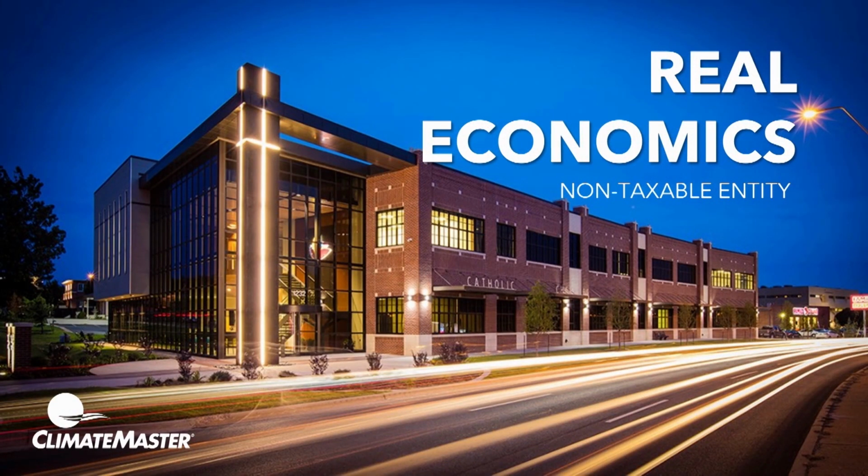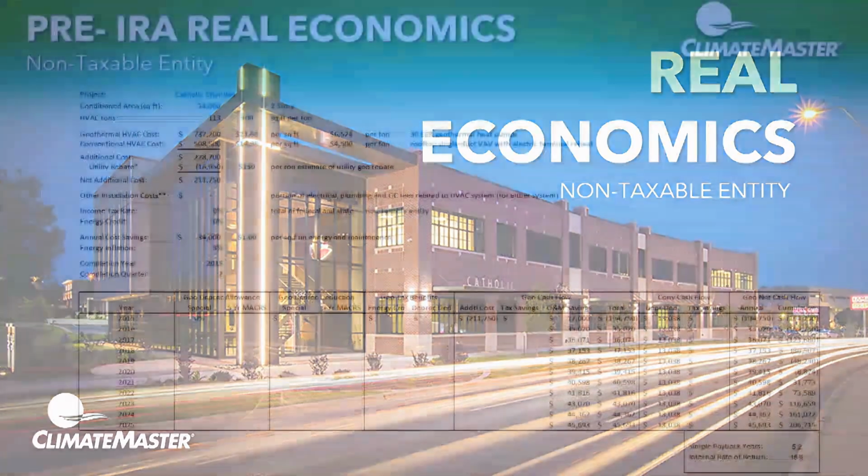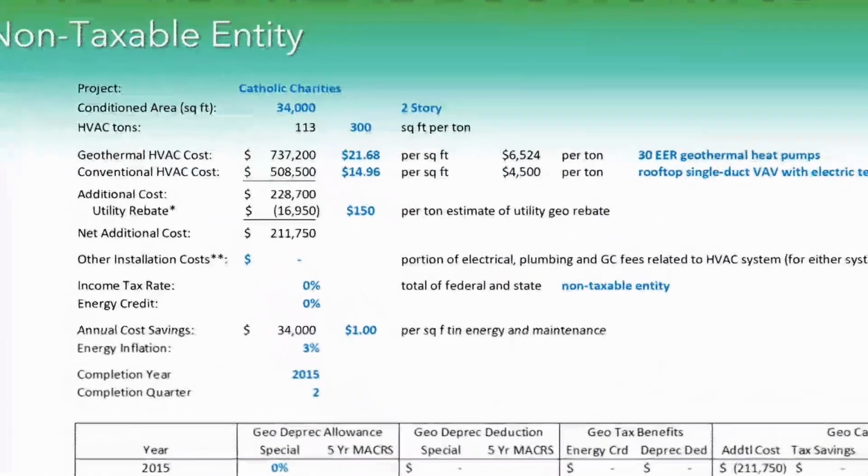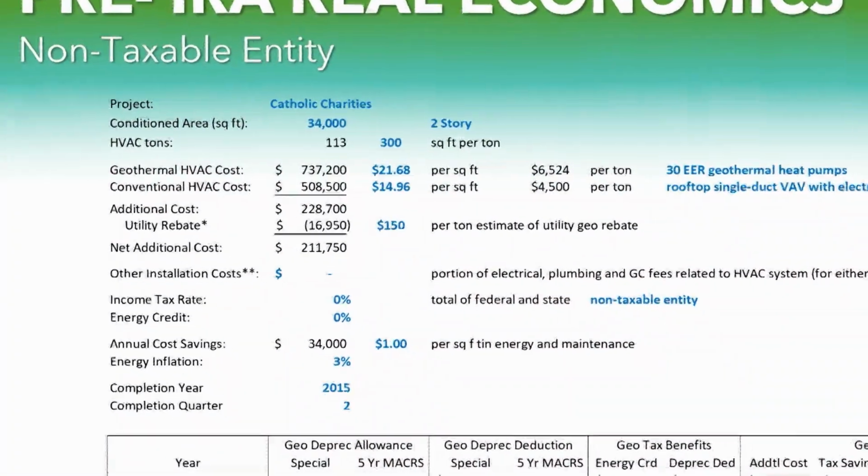So now we're going to get into some real examples, and these are real projects that we did as a company. And this is a Catholic Charities building in Oklahoma City. It's a non-taxable entity. And this is the part where I'm hoping, I doubt you can even see these numbers from the back. I don't know that for sure. Let me see if I can zoom in on parts of it like this.